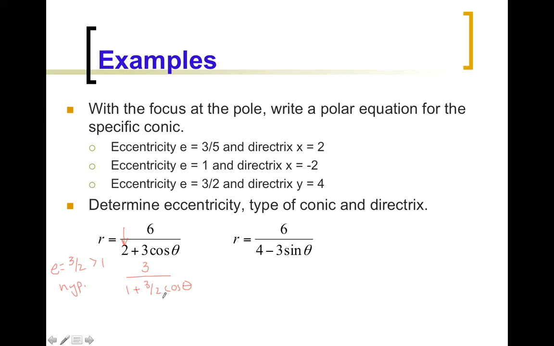And then the other part to this is, where's the directrix? We know that K times E is equal to 3, and we know that E is 3/2. So we know that 3/2 K is equal to 3. So multiply by 2, divide by 3, I get that K is equal to 2. And then we just have to figure out, is it x equals 2, x equals -2? It all comes down to the fact that this is a plus cosine, which means that my directrix is x equals whatever K is. So it's 2 in this case. And there we go.